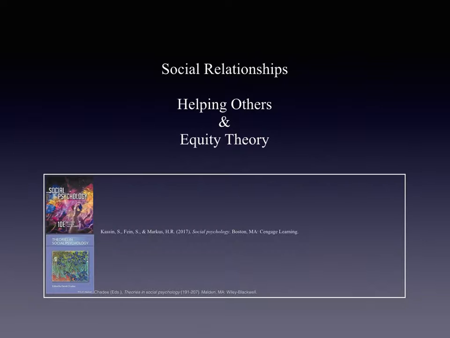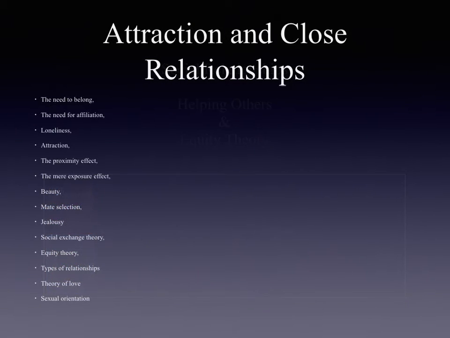Social relationships, helping others, and equity theory. These are the topics related to week 6. Attraction and close relationships. These are some of the most important topics that we have in the chapter, and these are the need to belong, the need for affiliation, loneliness, attraction, the proximity effect, the mere exposure effect, beauty, mate selection, jealousy, social exchange theory, equity theory, types of relationships, theory of love, and sexual orientation.